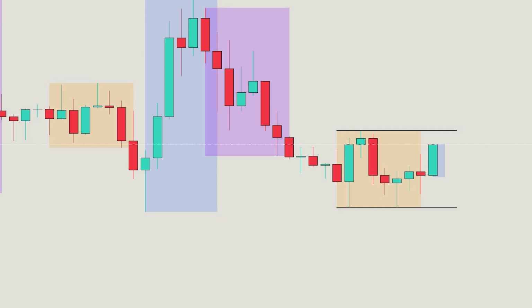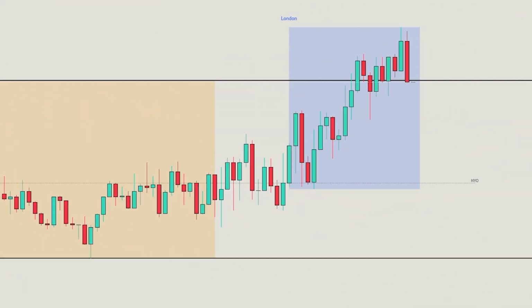When the London session starts, the market comes to life. The price goes beyond the Asian range boundary, for example, beyond the upper level. This can be a signal of manipulation. The next candle goes back inside and closes even lower. The market shows weakness. Now you should switch to a lower time frame, for example, M15.